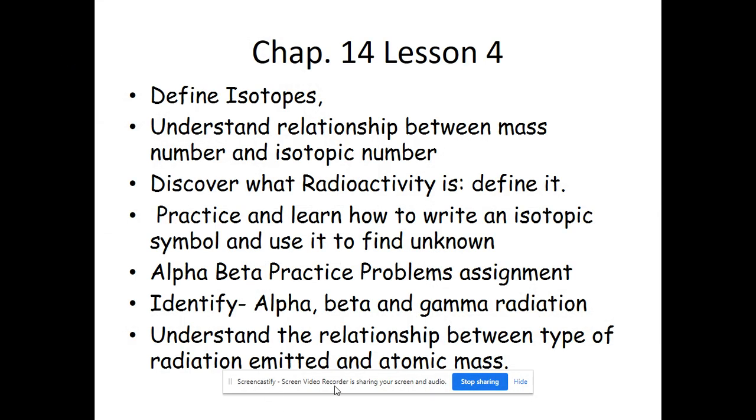Today's lesson, we're going to define isotopes, understand the relationship between mass number and isotopic number, and discover what radioactivity is by defining it. We'll practice and learn how to write the isotopic symbol and use it to find the isotope. We're going to do the alpha beta practice problem as part of your assignment for this week. And of course, you'll be able to identify alpha, beta, and gamma radiation and the relationship between when we call it an alpha particle or beta particle, what exactly is it?